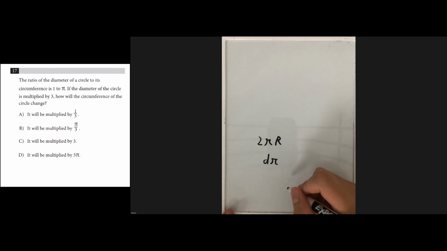And so it says, if the diameter is multiplied by 3, how will the circumference change? So if you just do 3 times the diameter, then the circumference would just be multiplied by 3. And so the answer to this would be answer choice C. It would just be multiplied by 3.